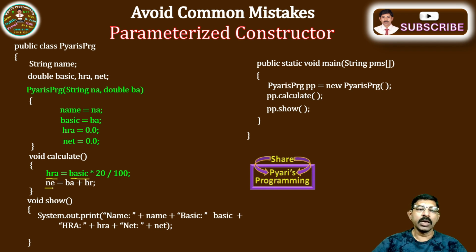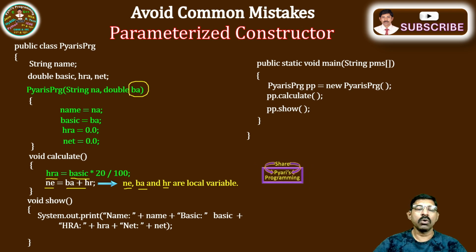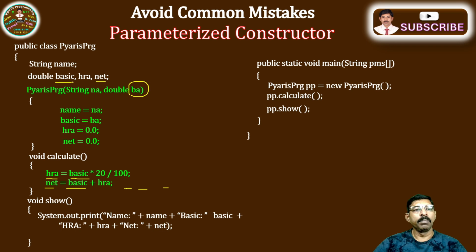We have done the same mistake over here, you can see. NE for the net salary, BA for basic, HR for HRA. I have taken this one, which is wrong. It is a local variable. So it must be instance variable, that is NET for net salary, basic for basic salary, HRA for house rent allowance. Let's check the display part.